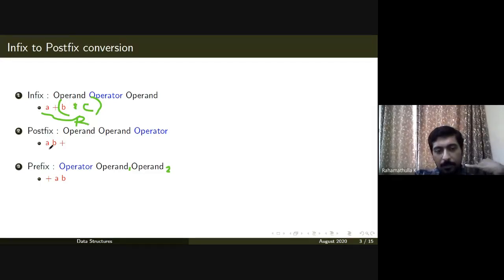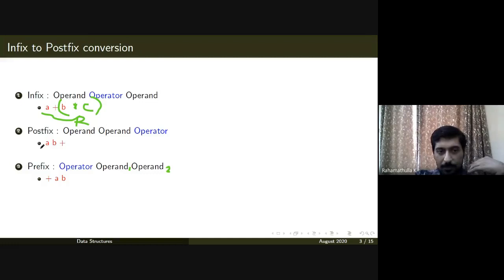But in the case of a computer, if we want to do this, then we will have to pass through the entire expression multiple times. For example, if a plus b star c is the expression, then we need to pass through the entire expression once and identify that this is the first operation to be performed, the highest precedence operator. Then for the next operation, we need to pass through the entire expression again. So for each operation, you will have to pass through the entire expression multiple times.